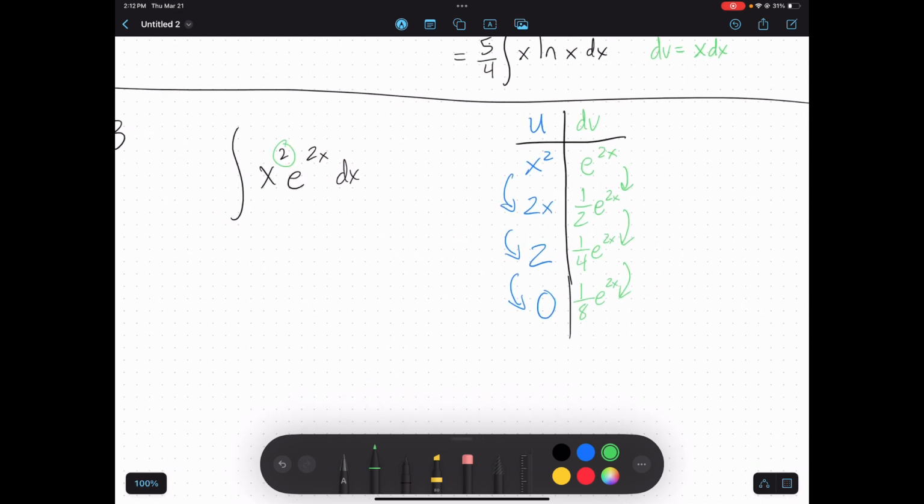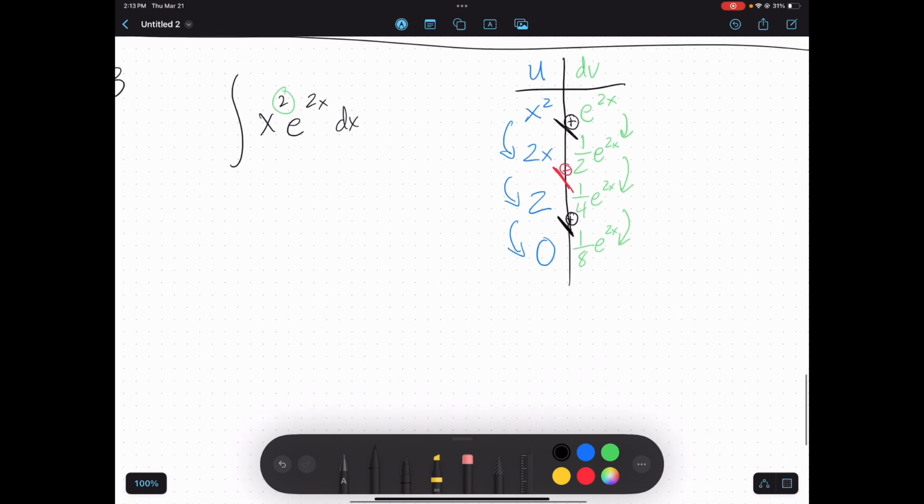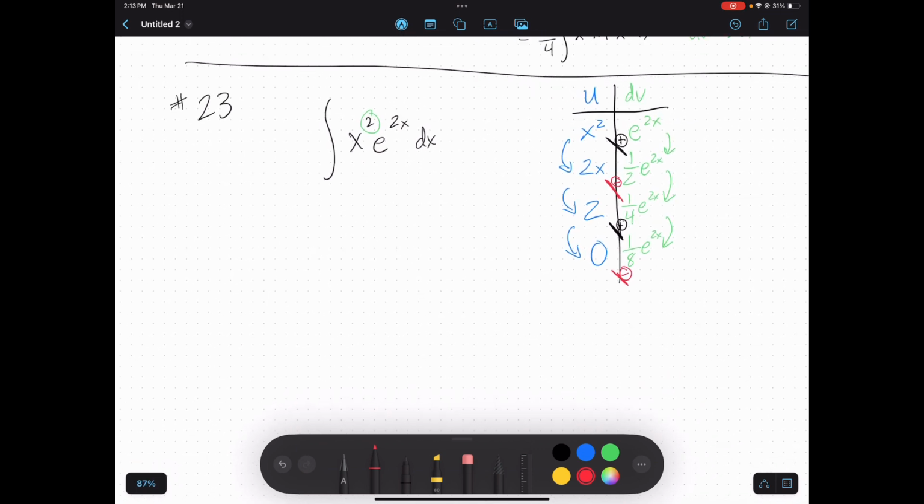Okay. Now tabular integration by parts tells me I can just multiply those two terms and put it in as positive. Multiply these two terms, put it in as negative. And then multiply these two terms and put it in as positive. Remember, you alternate which ones are positive and which ones are negative. And then if I try to do it one more time, of course, I would just get 0. And so I don't need to worry about that last one.